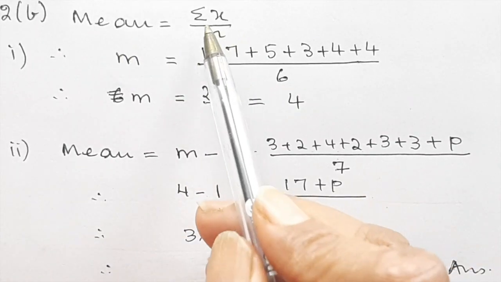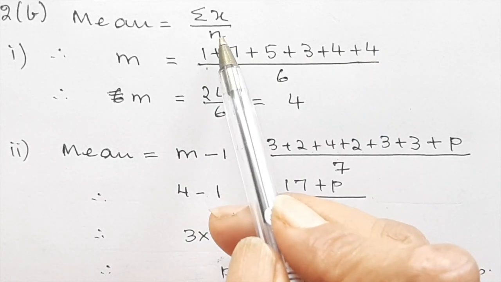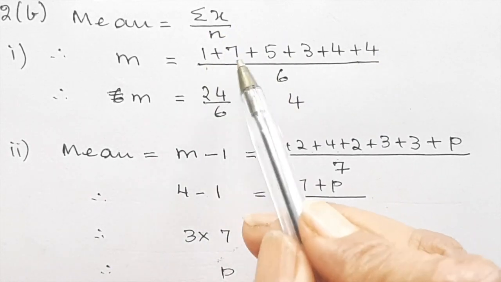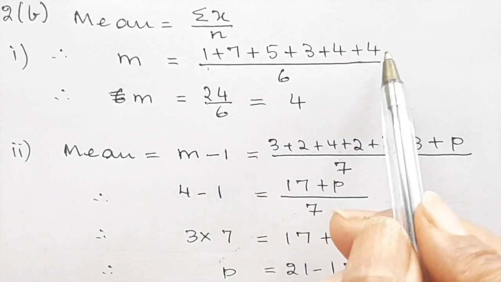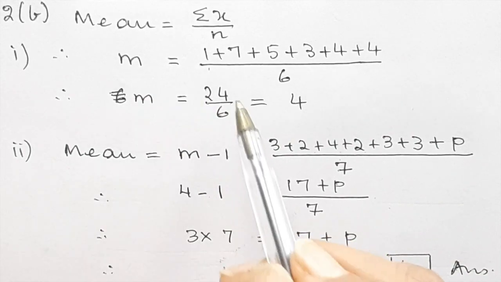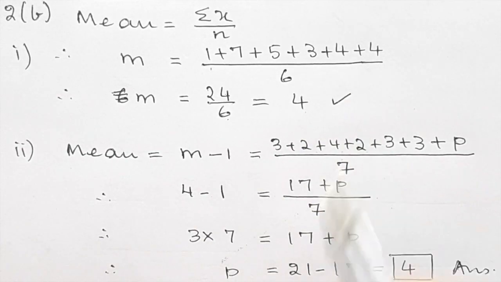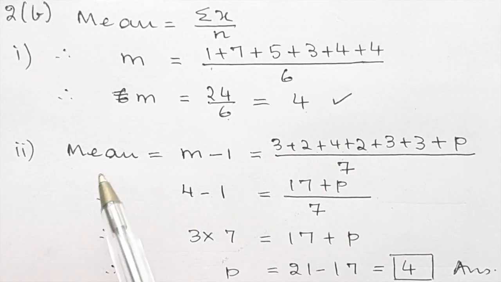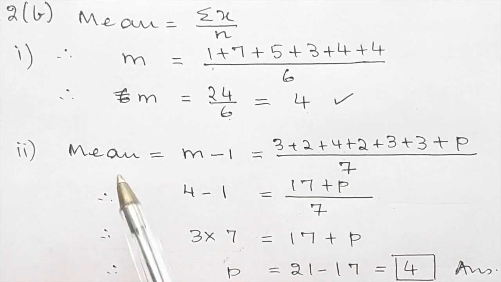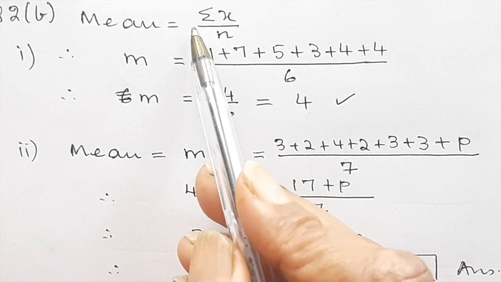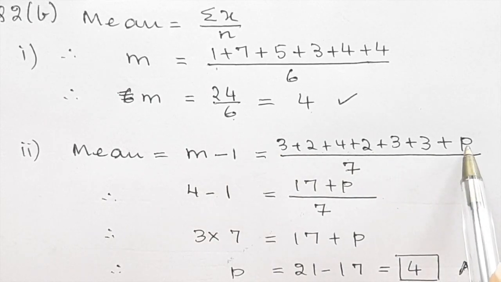So our mean formula is sigma x upon n, which is the sum of all these numbers upon how many numbers there were. So 1, 2, 3, 4, 5, 6, there are 6, so n is equal to 6. Now we add this and that will give us m equal to 24 upon 6, so m is equal to 4. So we got this. Now what we have to do is the second set of numbers we will take to find the mean. So the mean, again, we don't have to repeat this formula. Mean is m minus 1 for these set of numbers including p.